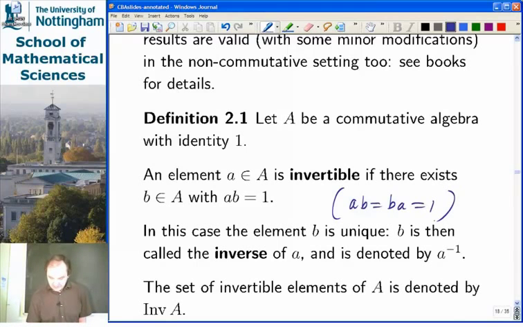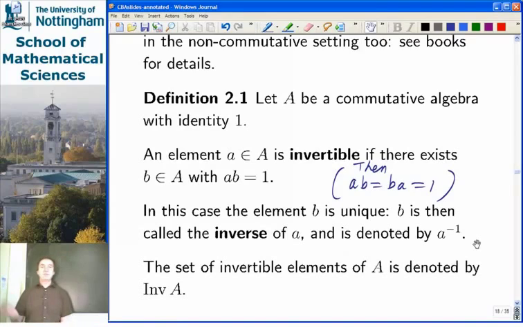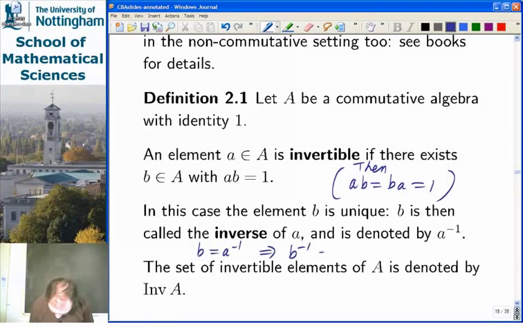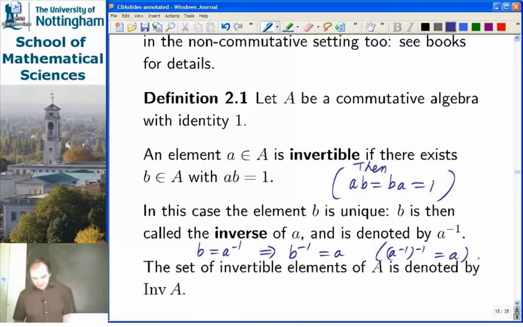And this is what you'd normally ask for. In a general Banach algebra, you'd want it to work on both sides. But we're commutative, so you only have to ask on one side. Inverses, as usual, are unique, and we can write B equals A to the minus 1. And, of course, B equals A to the minus 1 implies B to the minus 1 equals A, or in other words, A to the minus 1 to the minus 1 is equal to A. What you'd expect from finding inverses.